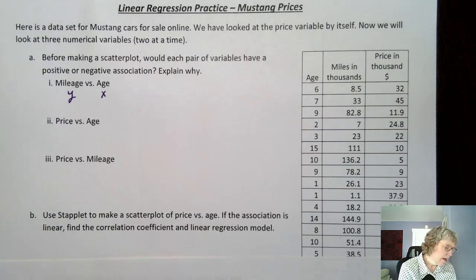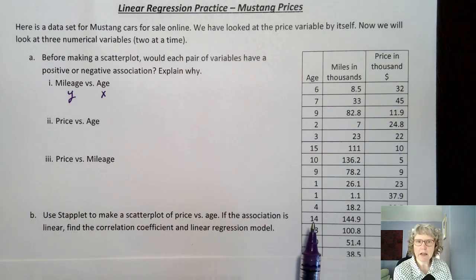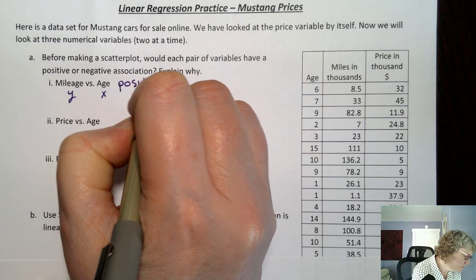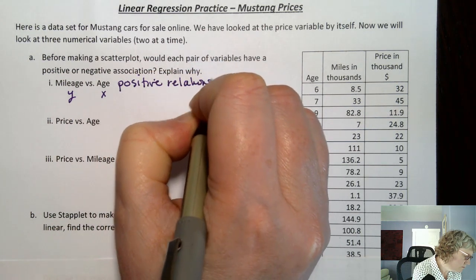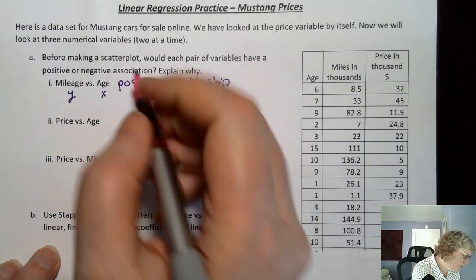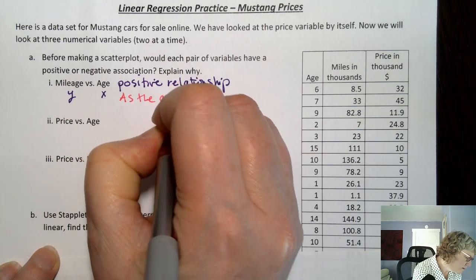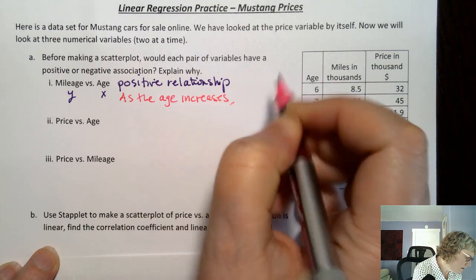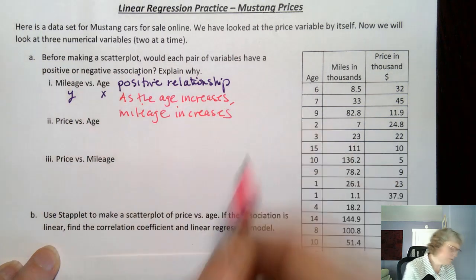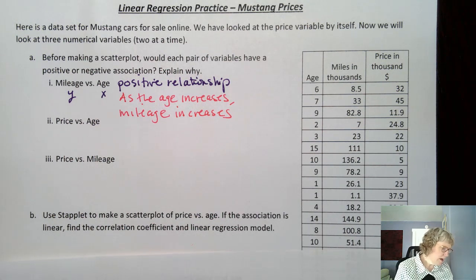Let's think about this. As age goes up, what generally happens to mileage? As age goes up, the mileage generally goes up too, right? The longer you have the car, the more you drive it. It can't go down. It could stay the same, but it can't go down. So this should be a positive relationship. I'll explain by saying as the age increases, mileage increases, generally. What about price versus age?